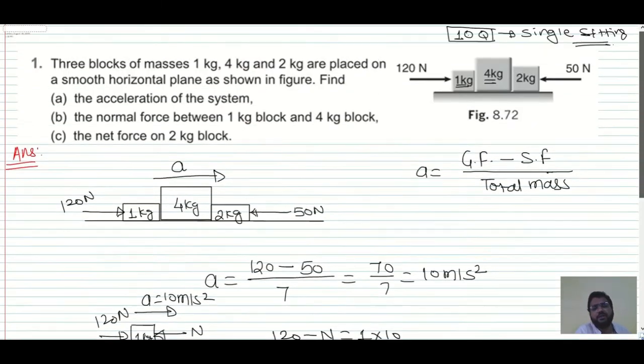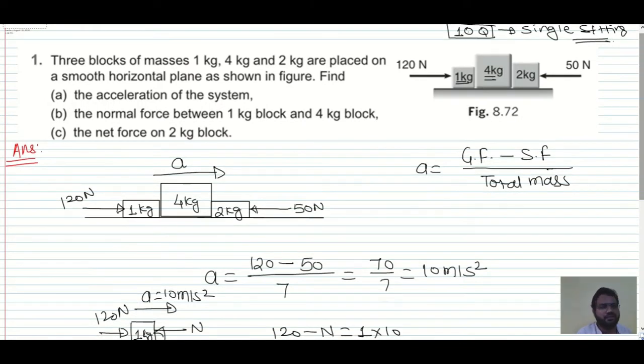So always remember, acceleration is the greater force minus the smaller force divided by the total mass in the system. Then if you want the normal force, draw the FBD, free body diagram, for 1 kg or 4 kg or 2 kg, and accordingly find out the normal force between 1 and 4, and 4 and 2. I hope this is clear.